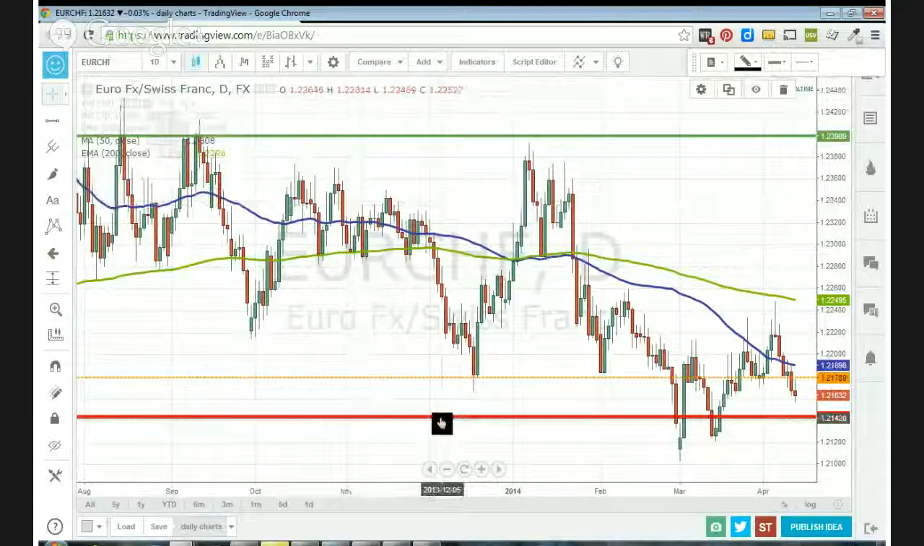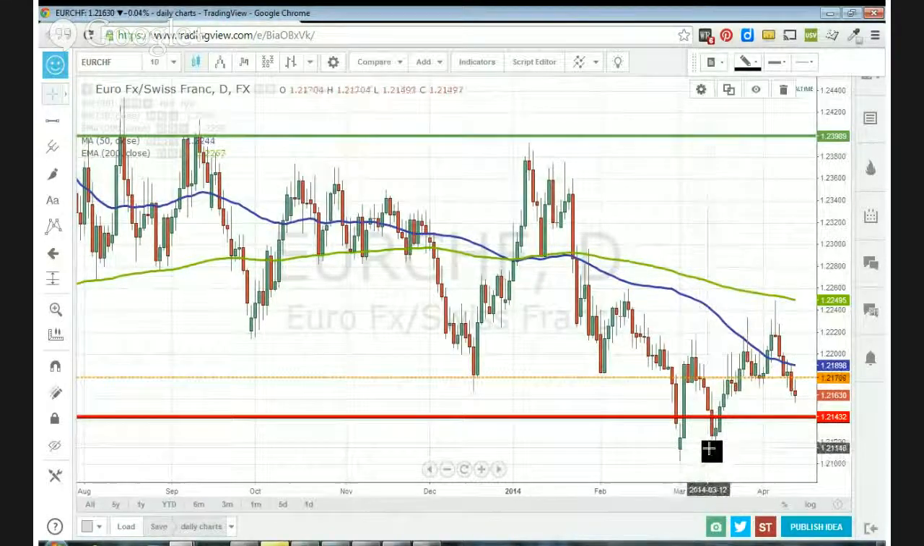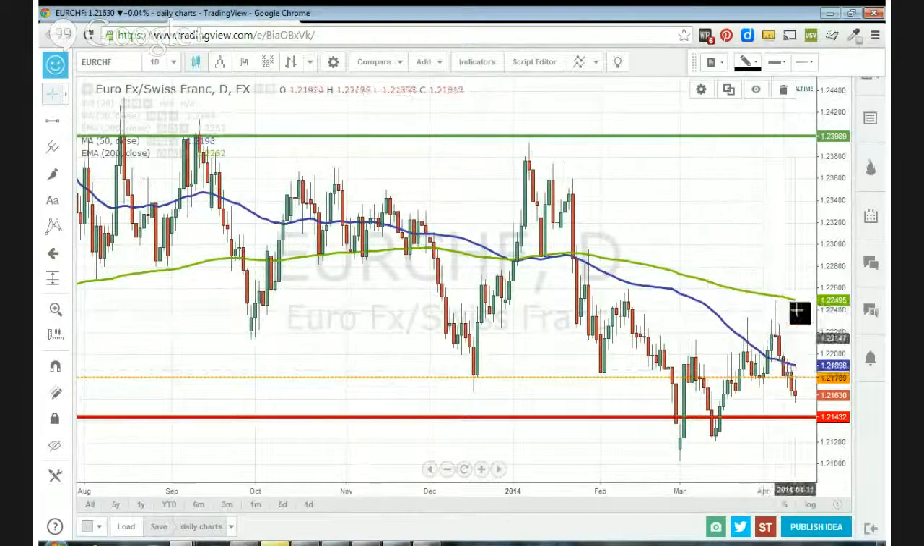I entered at this red line, 121.42. I entered at the red line right around here or so, somewhere in mid-March. It rallied above this orange line, at which point I moved my stop, which was originally down here, to break even. It's since started reversing, and you could argue that I should have closed it out here on this very clear reversal signal, especially the evening star pattern.